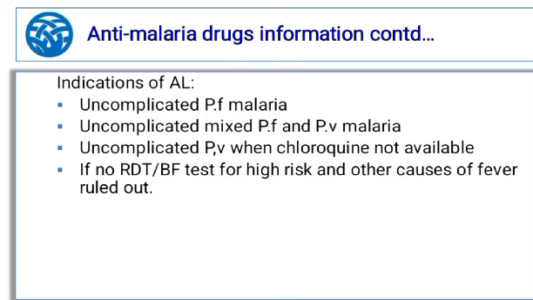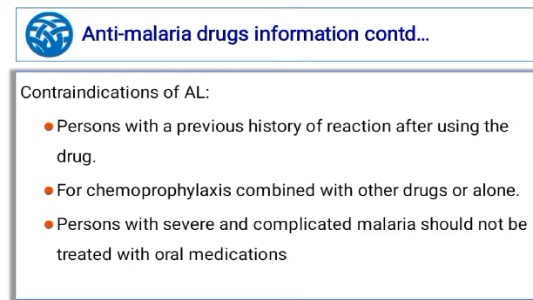Anti-malarial drug information continues. Indications of AL or Quartem: uncomplicated Plasmodium falciparum malaria; uncomplicated mixed Plasmodium falciparum and Plasmodium vivax malaria; uncomplicated Plasmodium vivax when chloroquine is not available; if no RDT or blood film test for high-risk patients and other causes of fever are ruled out.